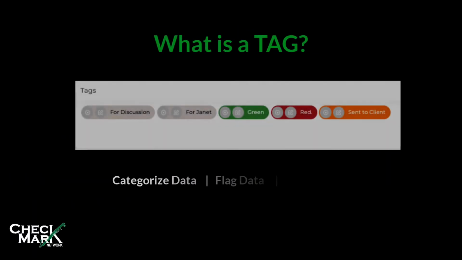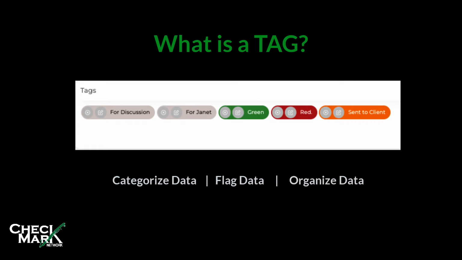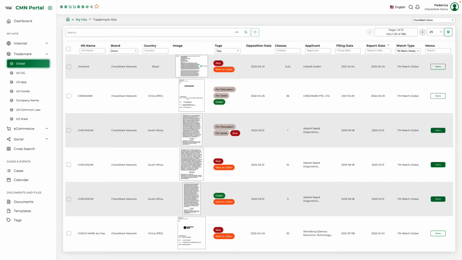So what is a tag? A tag is a label that allows you to categorize and flag data. They serve a similar function to the folders and priority colors from the prior portal, but they are much more powerful and flexible. We'll show you from the table view.